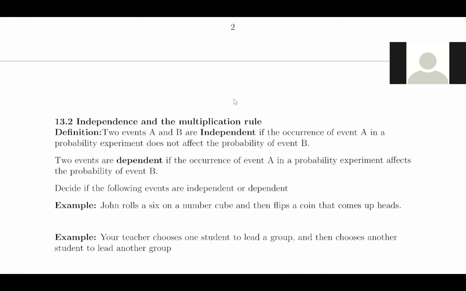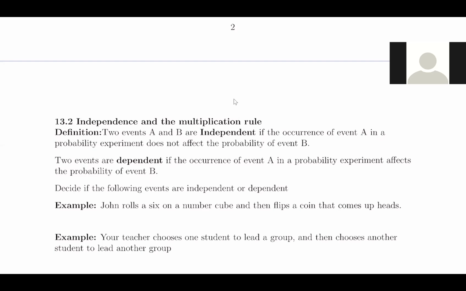So up next we're gonna do 13.2, sorry, not 3.2. In 13.2, we're gonna get into something called independence and also the multiplication rule. So when we talk about independent, it just means that one event is not going to influence the probability of the second event. So kind of think about it like flipping a coin.